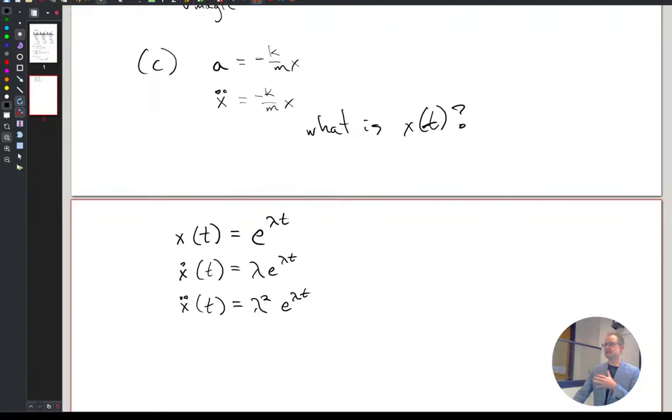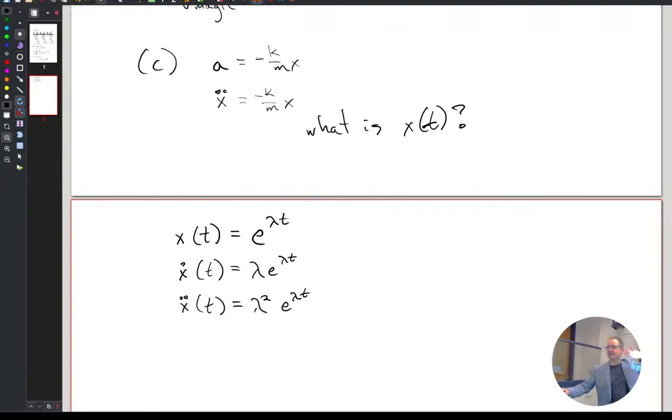Is there anything missing so far? There's no value squared next to the x. But we could take a square root, right? We could just say k over m is lambda squared, so lambda is root k over m. That would work. Is there anything else missing? There's no t in the original acceleration equation. Oh, it's all t. Everything's t. x is a function of t, so acceleration's a function of t.